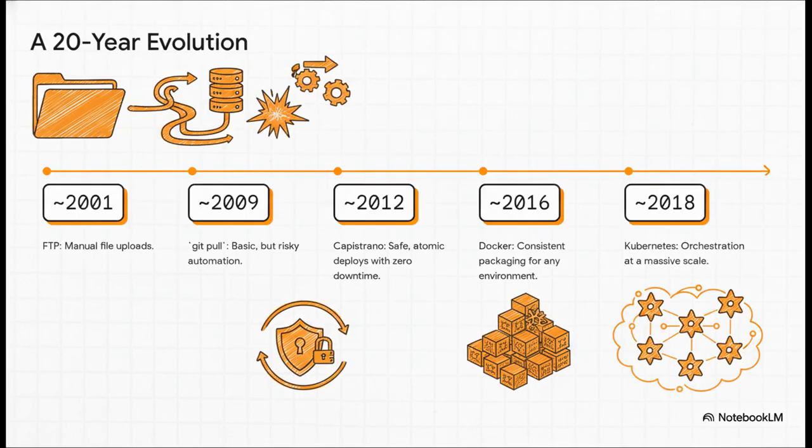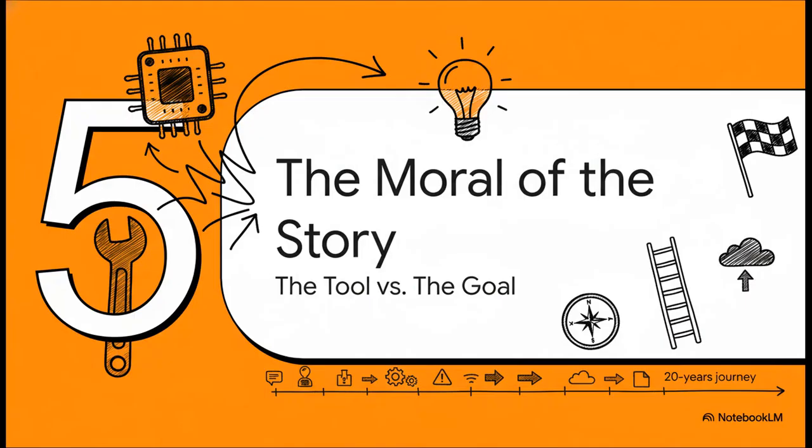So let's just do a quick recap of this whole journey. We went from manually dragging and dropping files with FTP to some basic automation with Git pull, then we got safe automation with Capistrano, followed by consistent packaging with Docker, and finally managing it all at a massive scale with Kubernetes. What an incredible evolution. So after that whole 20-year trip through technology, what's the big lesson here? What's the moral of the story?